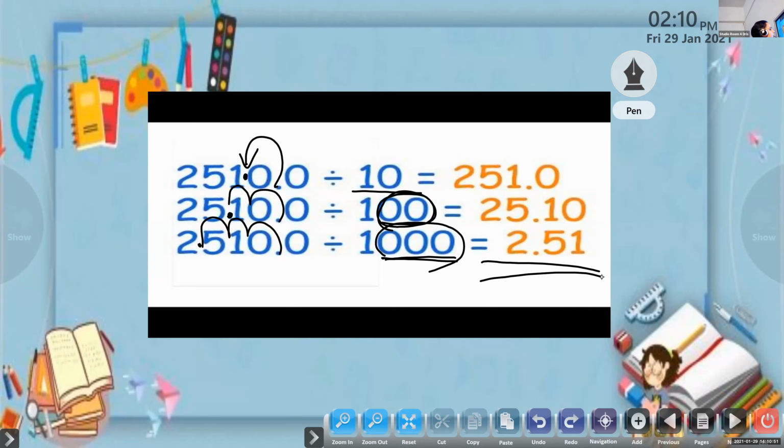2.51 is the answer. If you put 0 also, no problem. You know, when we add zeros to the right side after the decimal point, there is no change because they are equivalent decimals. We learned that already. So even if you write 0, 0, no problem.